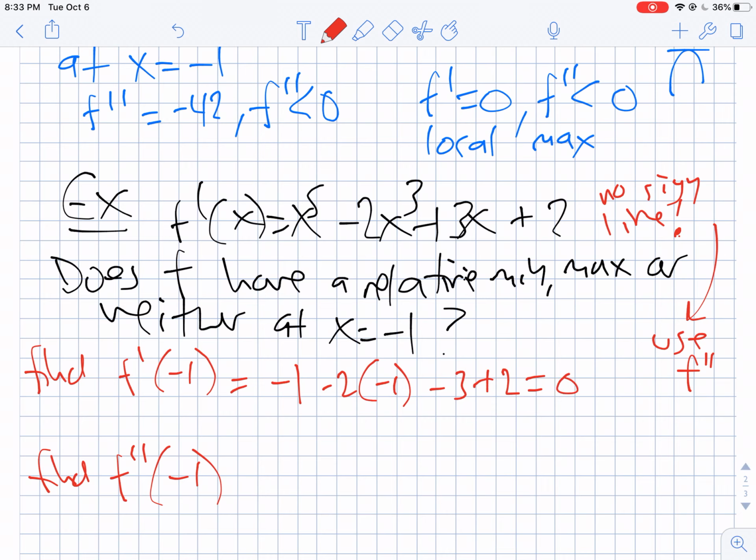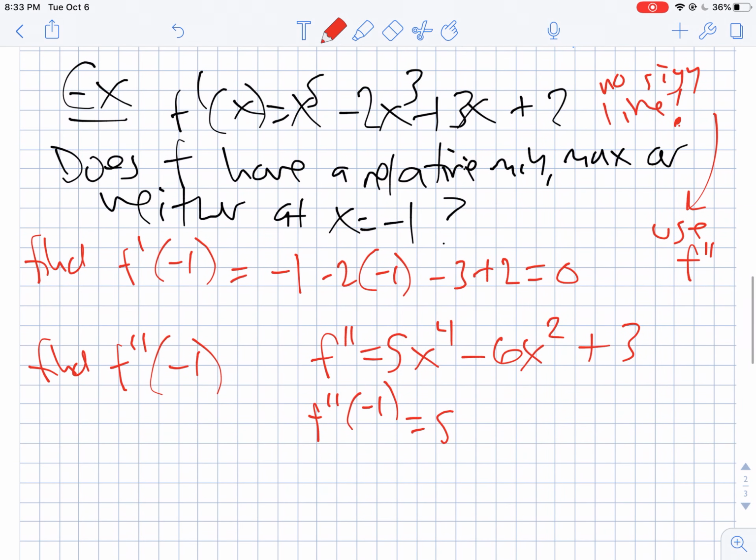Okay, so the first derivative is 0, we probably have a local min or max. Turns out the second derivative is 0, it actually doesn't help. But let's go ahead and find this. So f double prime is 5x to the 4 minus 6x squared plus 3. So if I want to find f double prime of negative 1, I'm going to get 5 times 1 minus 6 times 1 plus 3, which is 2.